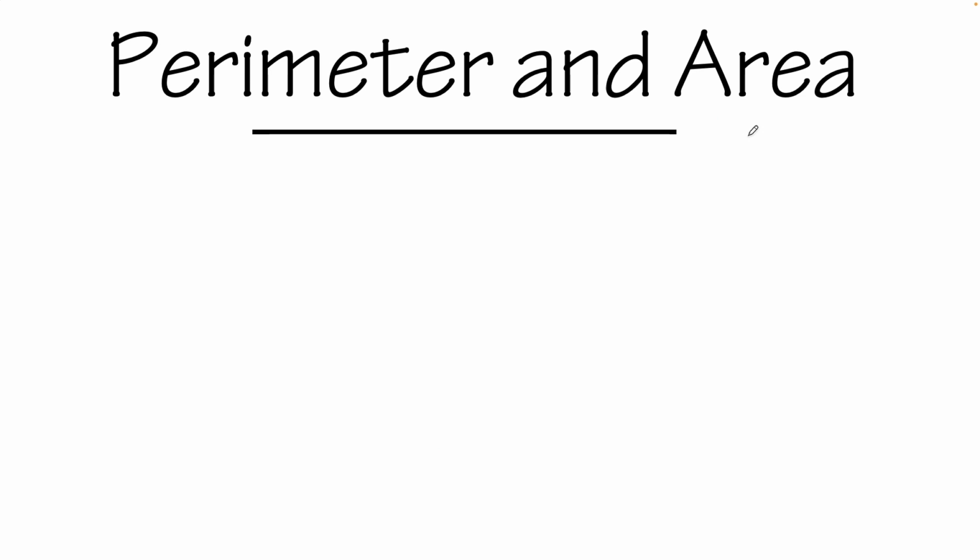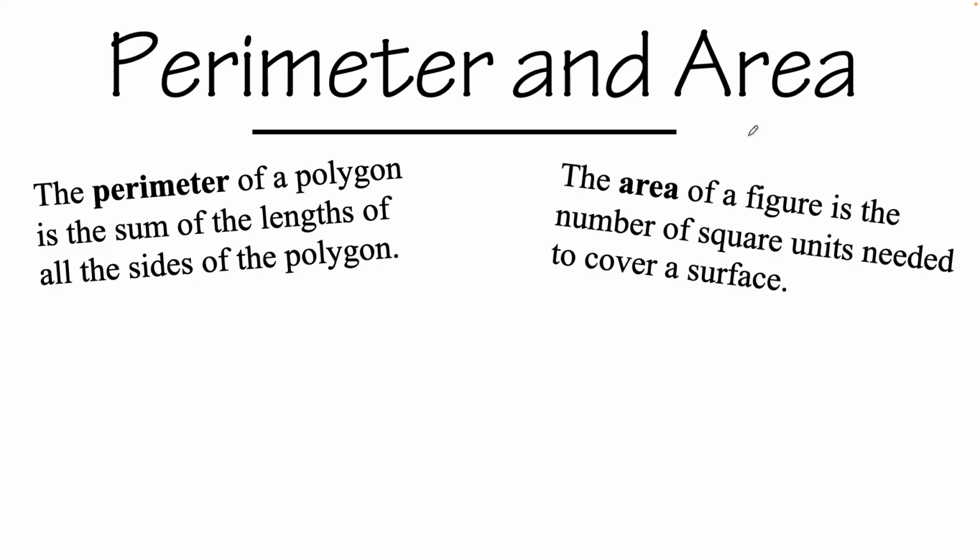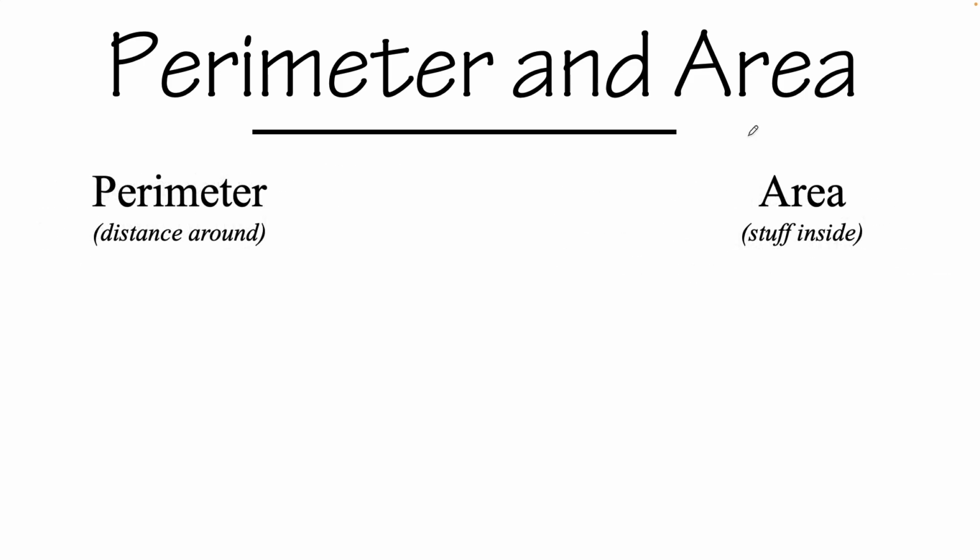Now we're going to move on to perimeter and area. So the perimeter of a polygon is the sum of the lengths of all the sides of the polygon. It's the distance around the polygon. The area of a figure is the number of square units needed to cover a surface. It's the inside. So again, the perimeter is the distance around, the area is the stuff inside.